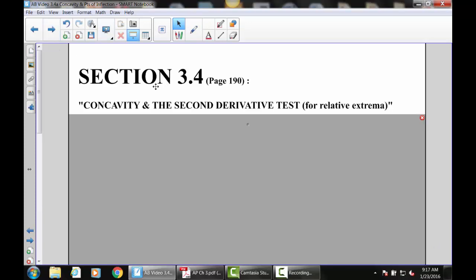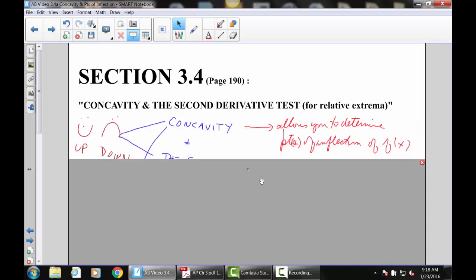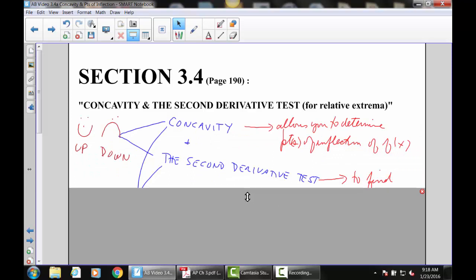So, there are two things going on in this section: concavity and points of inflection, and then video 3.4b will be on a thing called the second derivative test, which is not to determine points of inflection, but to determine relative extrema, just like the first derivative test. So we're going to start with concavity.